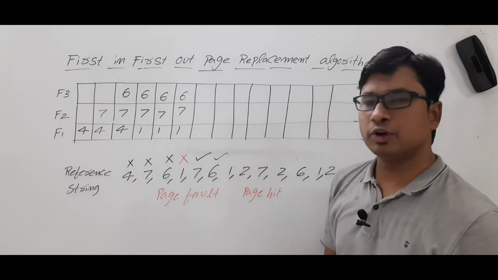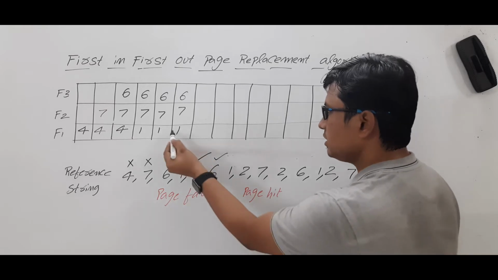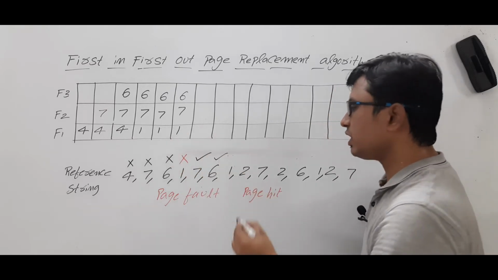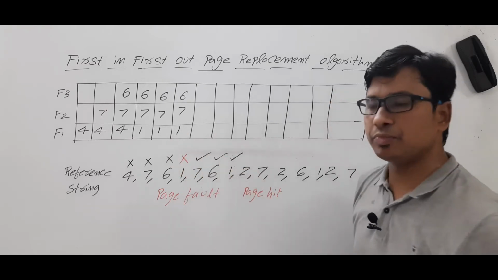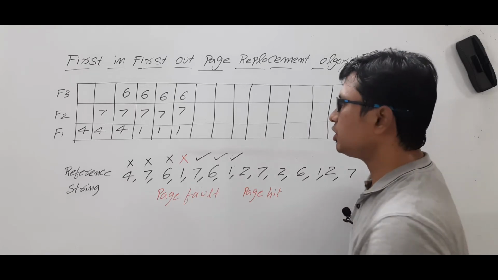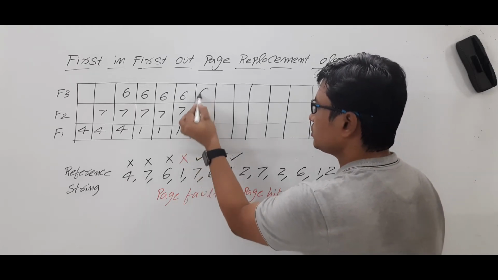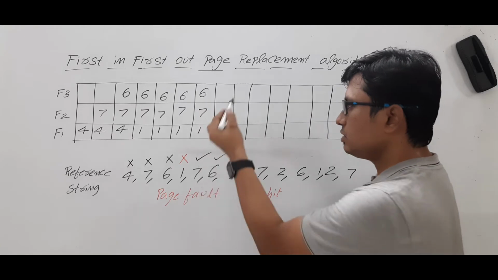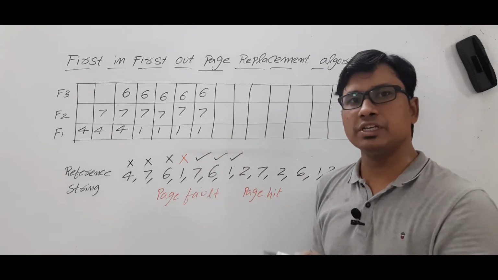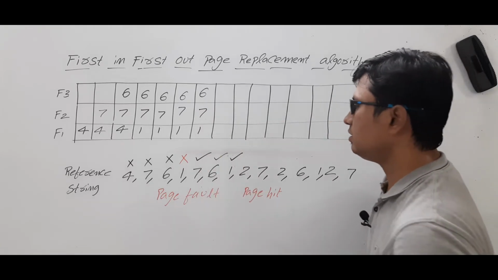Okay. Now page number 1. Page number 1 is there in frame number 1 of the main memory. So again it is a page hit. Are you able to understand? So there is no swap out and swap in. So currently page number 1, page number 7, page number 6 are there in the main memory.